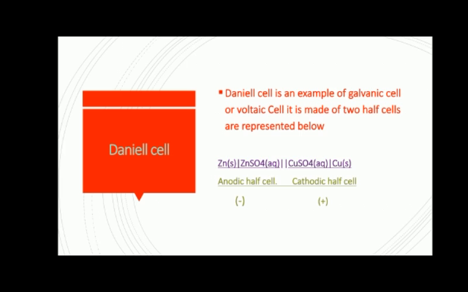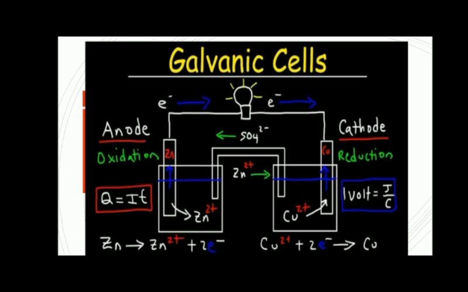The left side is known as the anodic half cell, conventionally represented by a negative sign, and the right side is called the cathodic half cell, conventionally represented with a positive sign. Now here is the pictorial presentation of galvanic cells. Conventionally, galvanic cells contain the anodic half to the left hand side and the cathodic half to the right hand side.